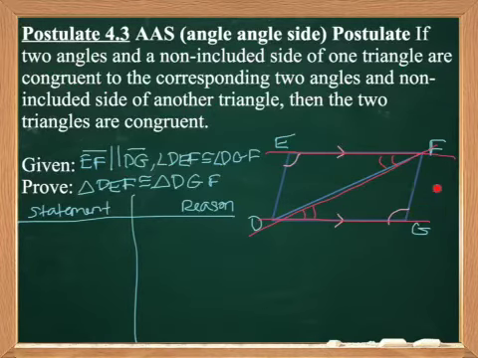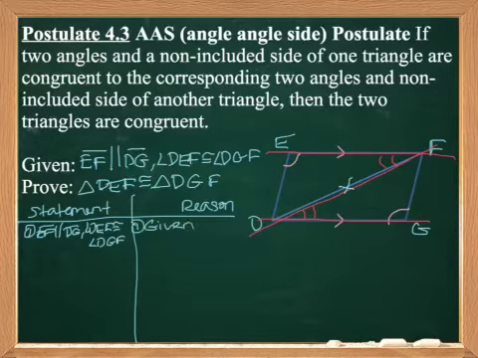Well, we don't know anything about this side, but we do know that by the reflexive property, this is congruent to itself. So our first statement is just going to be our given, that line EF is parallel to line DG, and that angle DEF is congruent to angle DGF. And that was given to us. So that gives us an angle. That gives us our first A. Now our second A is because the two lines are parallel.